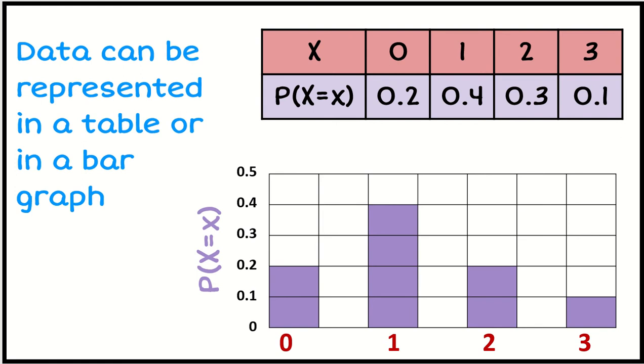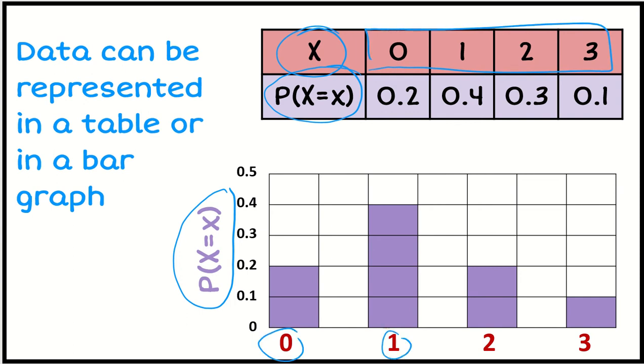So one of the ideas is that data can be represented either as a table or a bar graph. You'll notice that I've got my probability that x is equal to a number, and that's the same on this axis here. Then I've also got my values of x, which are 0, 1, 2, 3, and those match my x's along the bottom, 0, 1, 2, and 3. Now you'll notice that these are showing as bar graphs because we've got discrete data, not histograms.